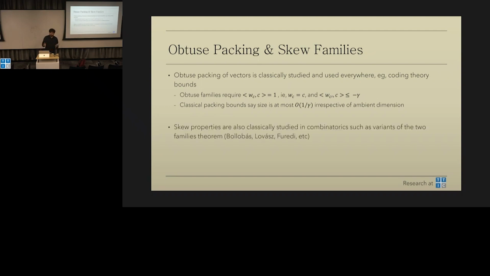And skew properties are also very classically studied. This idea of having two families and looking at the crosswise properties is very classically studied in combinatorics, and there are famous theorems due to Pudlak, Rodl, and Furedi studying these things. So we are in some sense merging these two. We are studying the skew properties of obtuse packing. And they can also be interpreted as giving distance bounds. This is some coding theory stuff, not very relevant for the talk right now, but they can also be used to give Plotkin-like bounds on skew codes. So how do we obtain bounds on the skew obtuse packing?